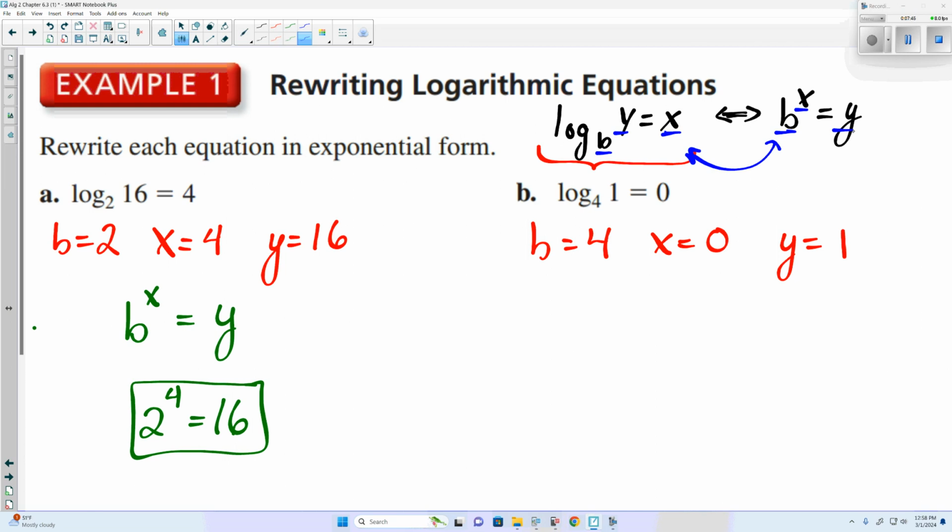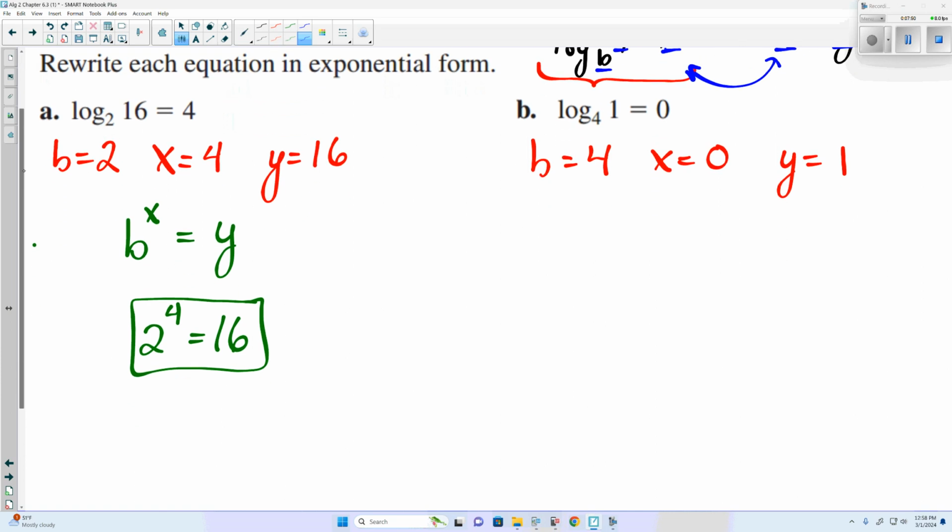So this one, if we turn log base 4 of 1 equals 0 into an exponential, it would be 4 to the 0 equals 1. So why do we have to add the 0? Because if we don't put a number there, it's understood to be 1. So the 0 we have to put. And for all these here, even if it is understood, we're going to write it in, because here we're just making sure we see how it transfers from one to the other.